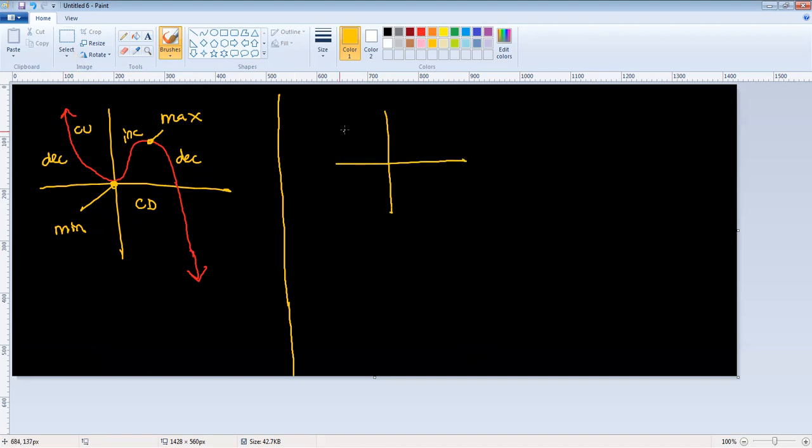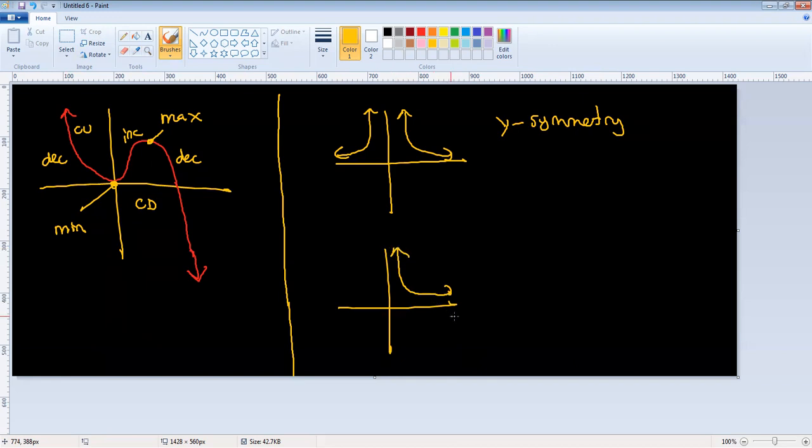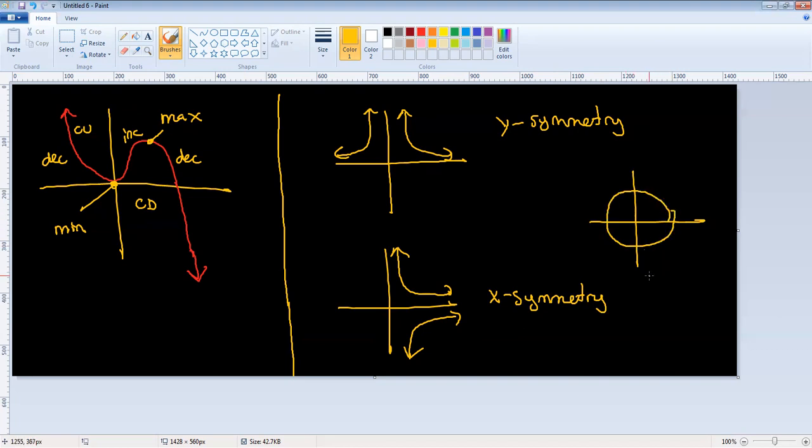Now we have something called Y symmetry. Then we have X symmetry. X symmetry is like this. And we also have something like this, and this is a circle. This is going to have X, Y, and odd symmetry.